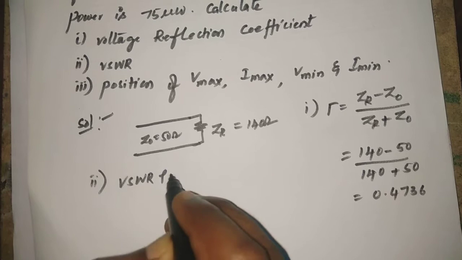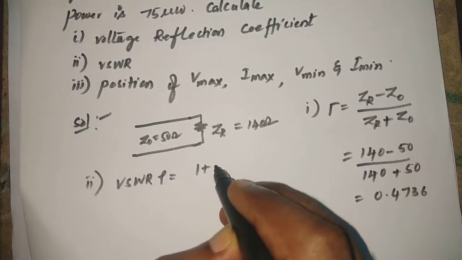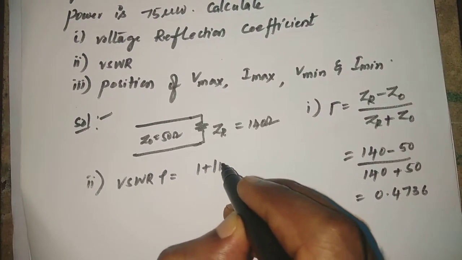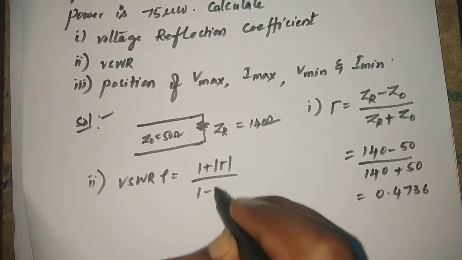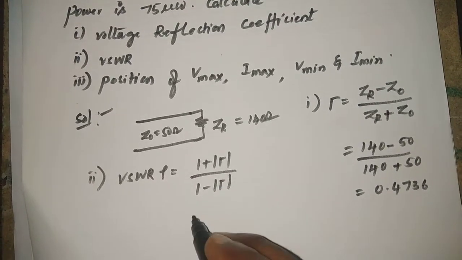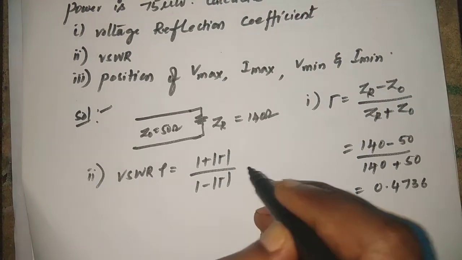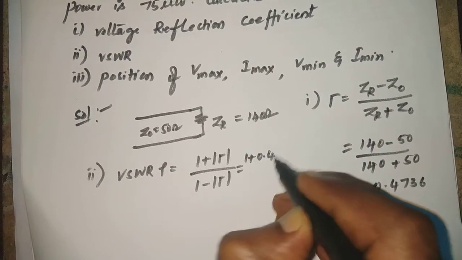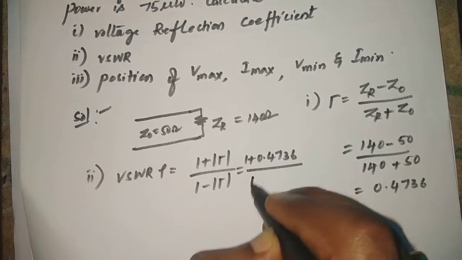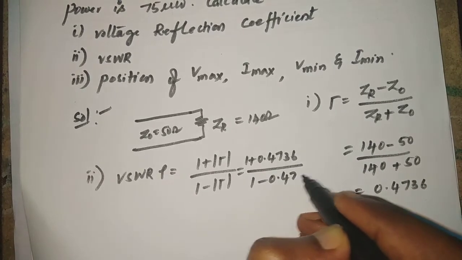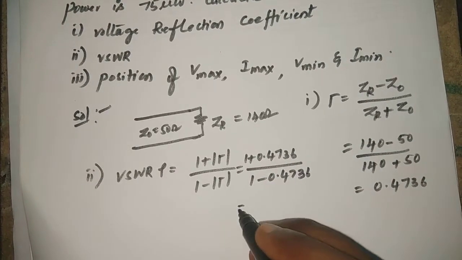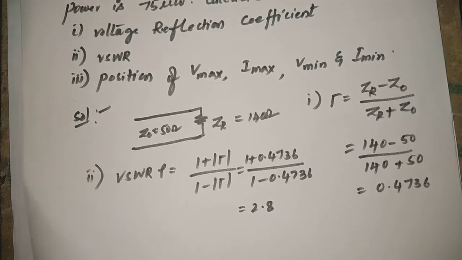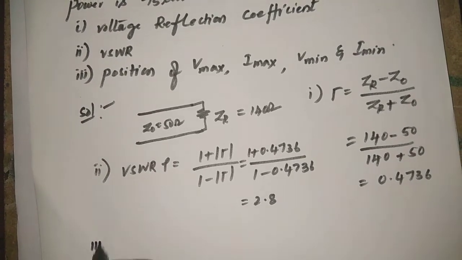Coming to the second part, VSWR rho equals 1 plus mod tau by 1 minus mod tau. We substitute these values: 1 plus 0.4736 by 1 minus 0.4736, which gives 2.8.